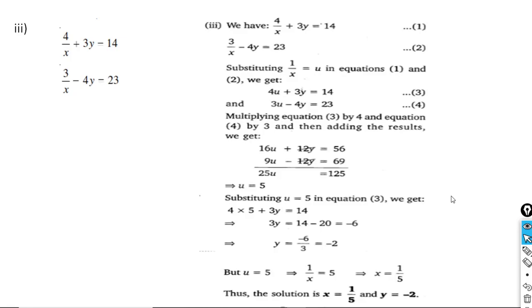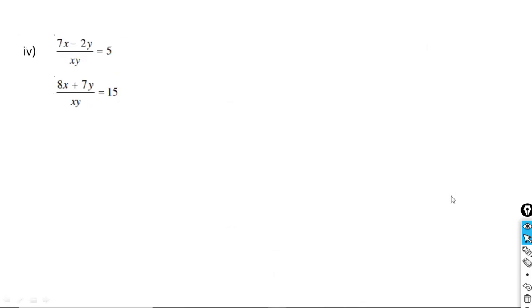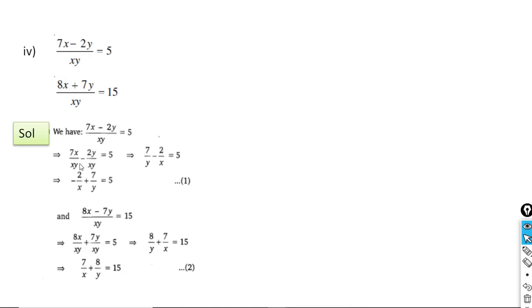Now let us discuss another problem. Now students, in this problem, the question is not given in the standard form, so we have to change this problem. First of all, we are going to change this problem into a standard form by dividing this first expression 7x minus 2y with xy. 1 by 1 will divide with xy.